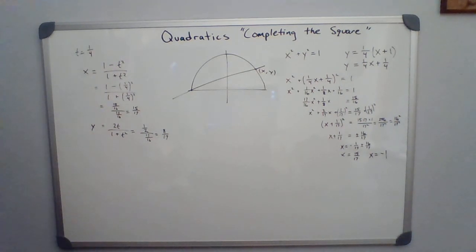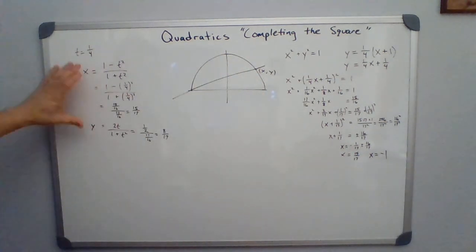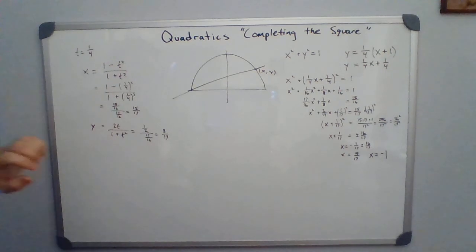So that was my main point, that this is a way that we can parameterize the unit circle into two other functions. And this was kind of just an example, and then I'll show the more generalized form in another video.